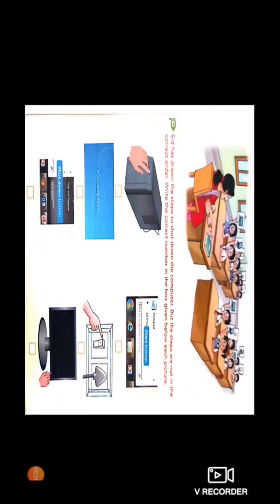Next is, dear children, let us try this activity. Here a class is going on, and Sid, one boy, has drawn the steps to shut down the computer, but the steps are not in the correct sequence. So you have to just write the correct numbers. Here you can see the 6 pictures, so we need to arrange them so that they become the proper steps to shut down the computer. So let us try this.